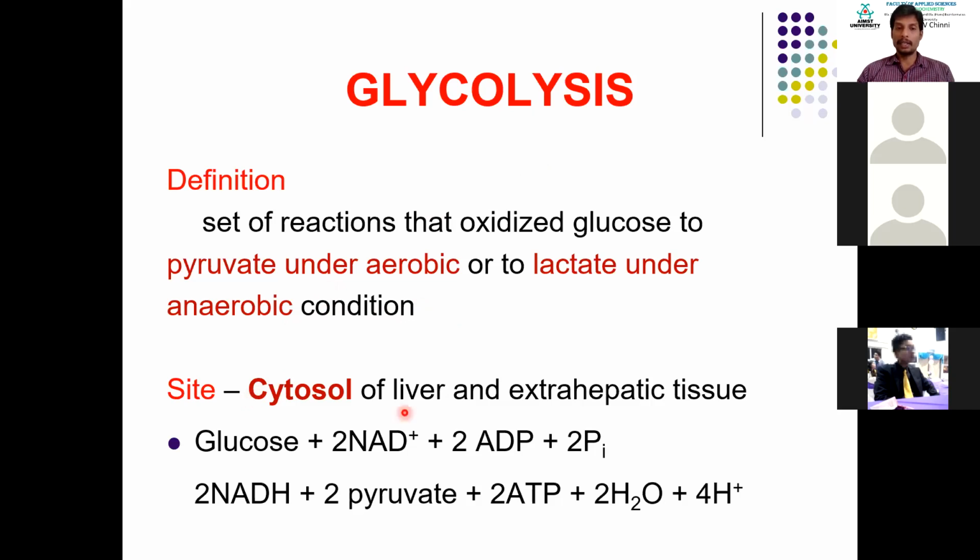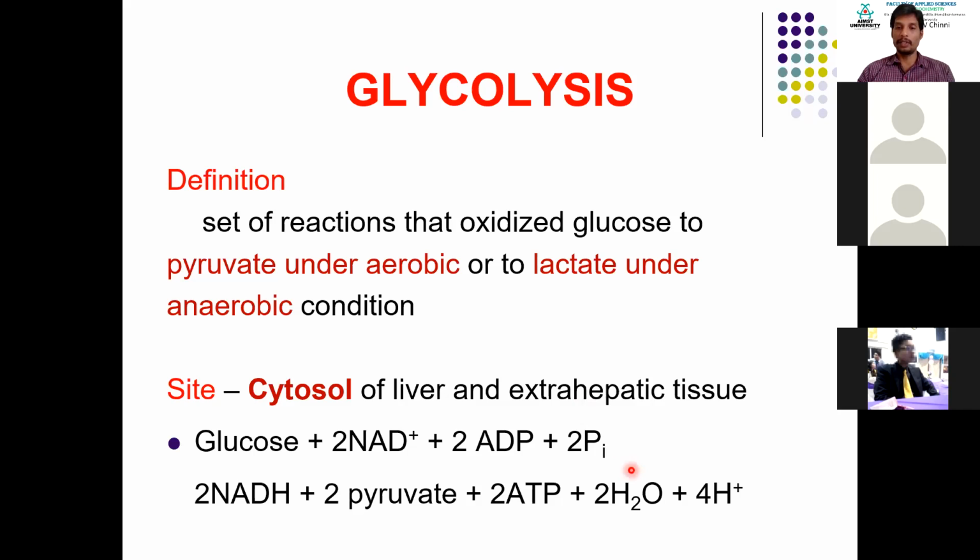Then where does it occur? In the cytosol of liver and extrahepatic tissues. Hepatic means liver, extrahepatic means other than liver. So it will occur in the liver as well as other than the liver. So why is it stressed on liver? The liver is the major tissue performing glycolysis, but it will occur in every cell in the body.